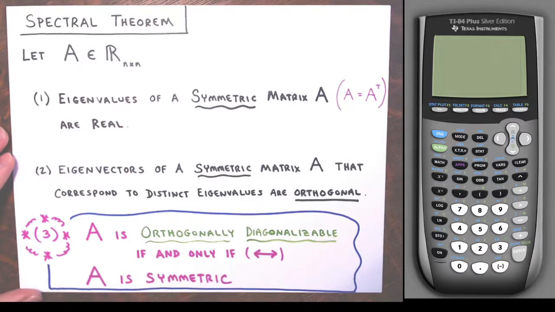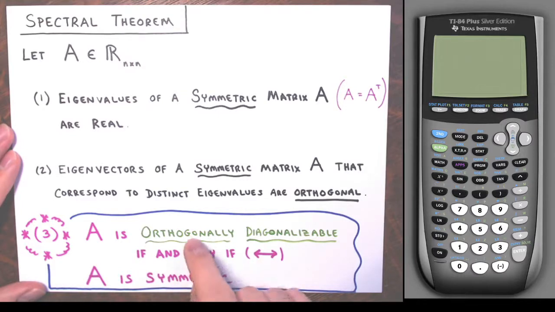Here's the only condition that you need to verify to determine whether or not a matrix is orthogonally diagonalizable, that is, to determine if you can find an orthogonal matrix P such that P transpose times A times P equals a diagonal matrix. So a matrix A is orthogonally diagonalizable if and only if, right? This goes in both directions, so these are equivalent statements. If and only if A is symmetric.